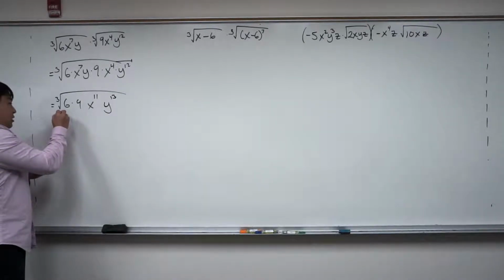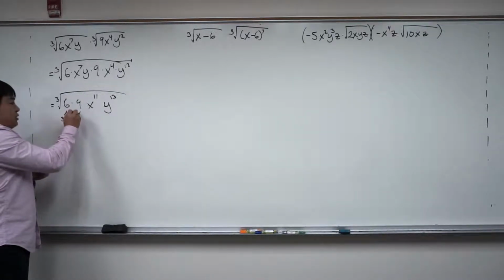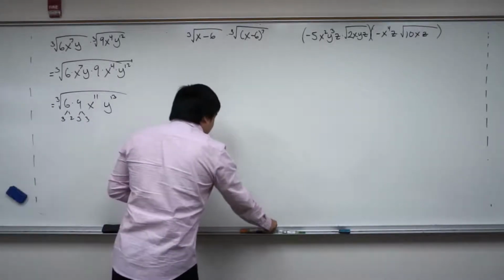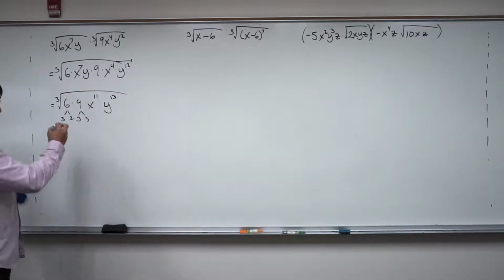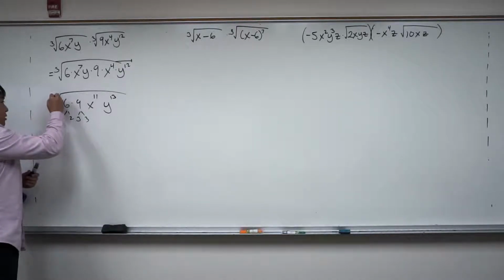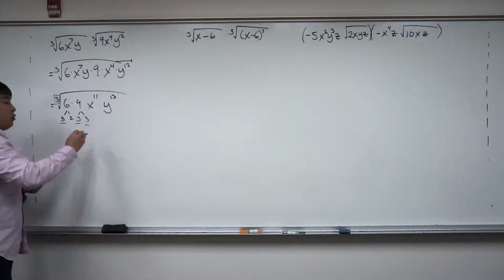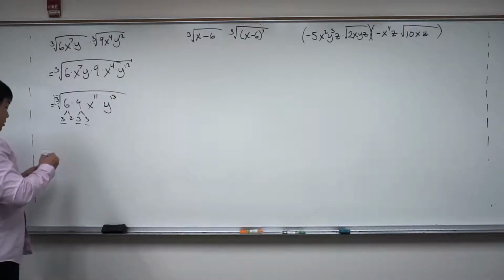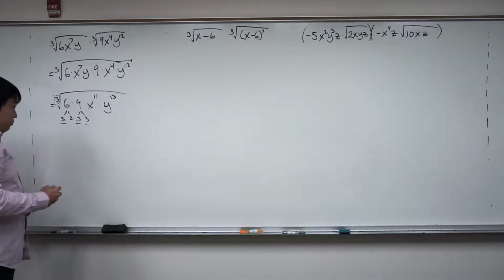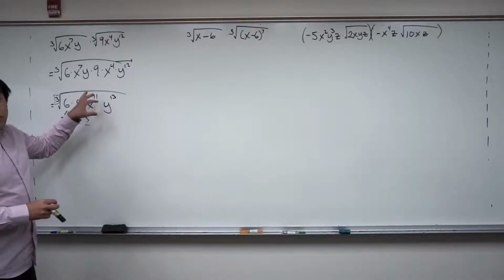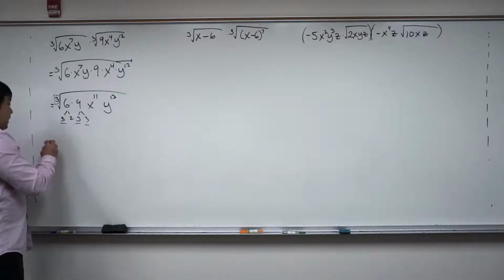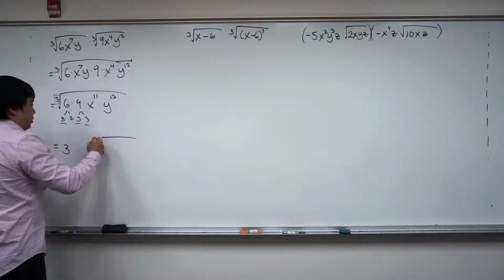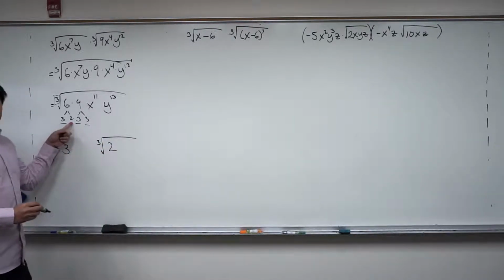Now here, the 6 is really 3 and 2, and the 9 is 3 and 3. So when we look for groupings of 3, we can only pull out a single 3 and then the 2 is left over. So we also did in a previous example, remember, we could do it by division. So we have a 3 here, a third root of 2, because that's what's left over.